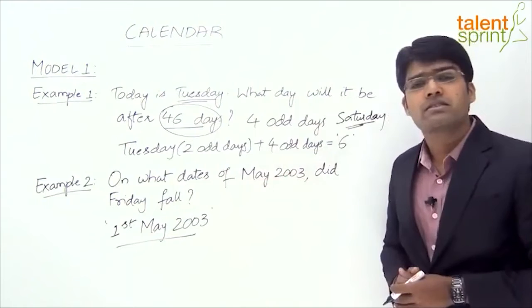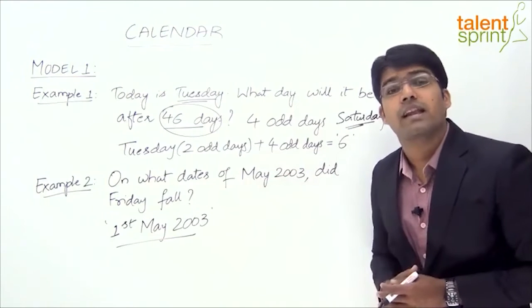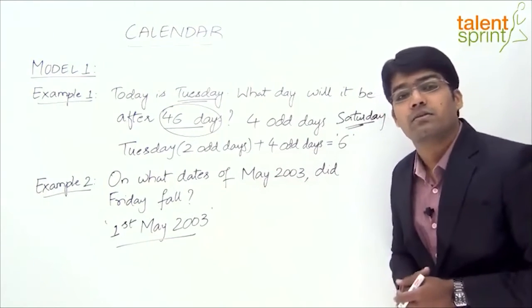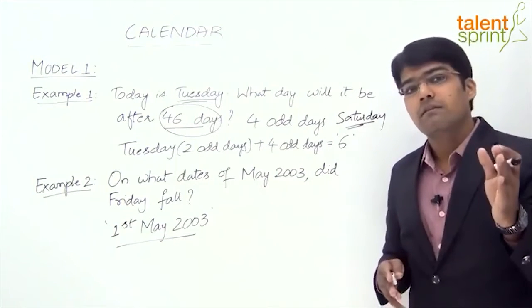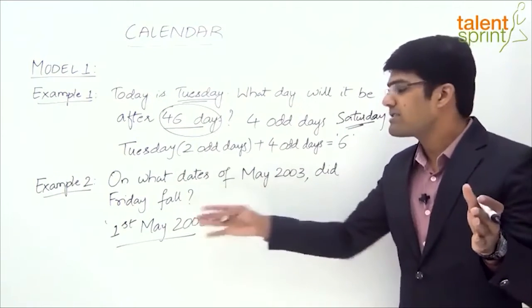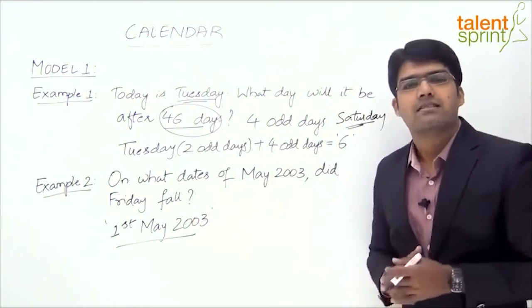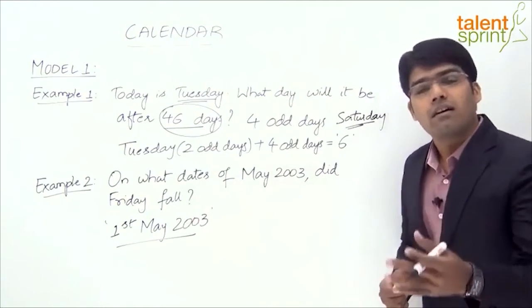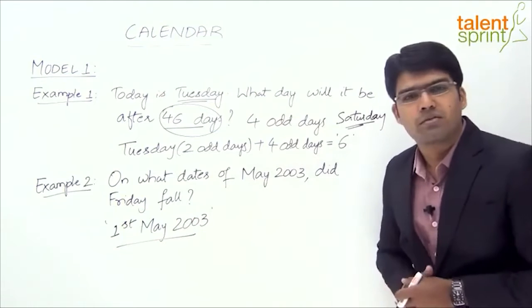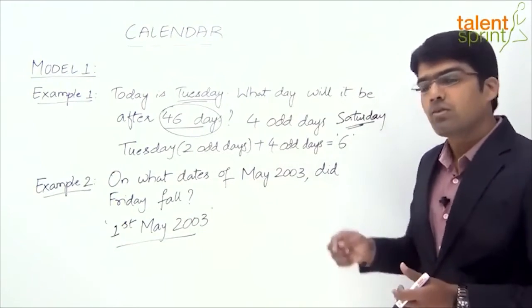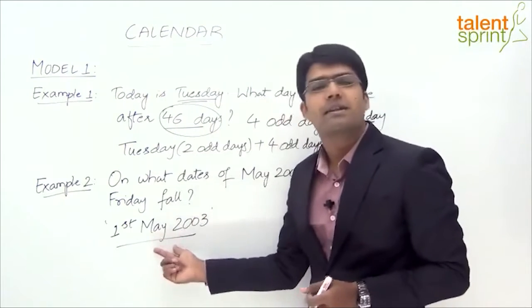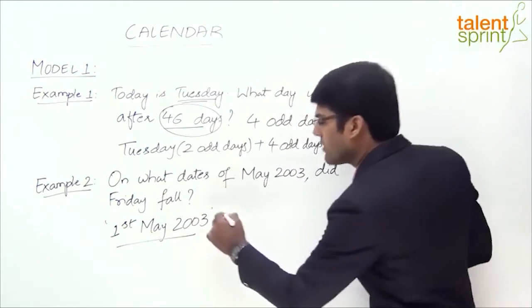Now 1st May 2003, this is a general calculation. How do we calculate the day of the week for 1st May 2003? Consider the odd number of days in the entire period from the first day of the first year to 1st May 2003, right? That is starting from 1st January of the first year up to 1st May of 2003. So when we get the total number of odd days in this entire period, we will get to know the day of the week for 1st May 2003.